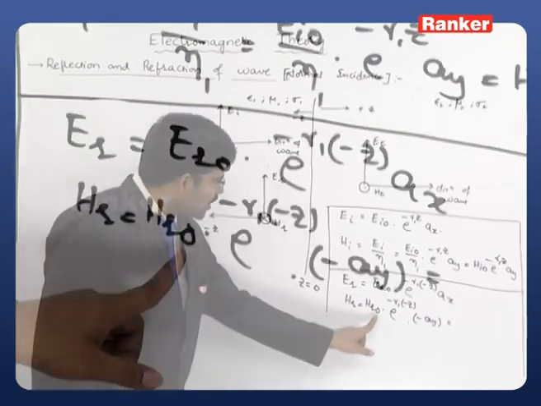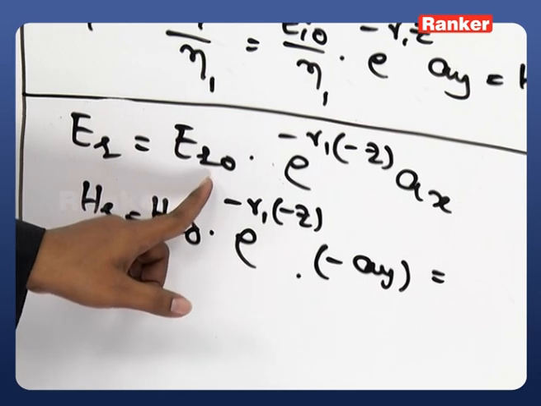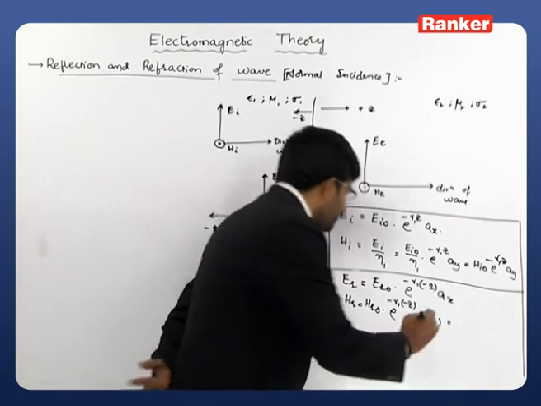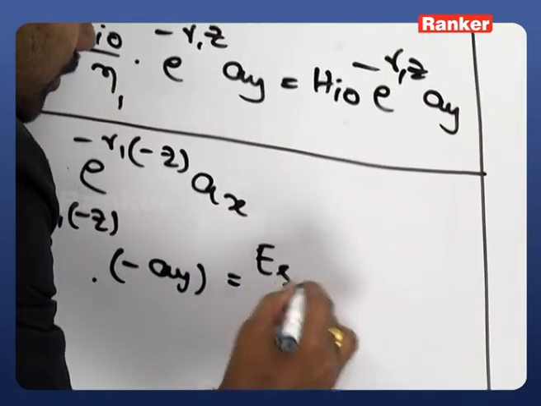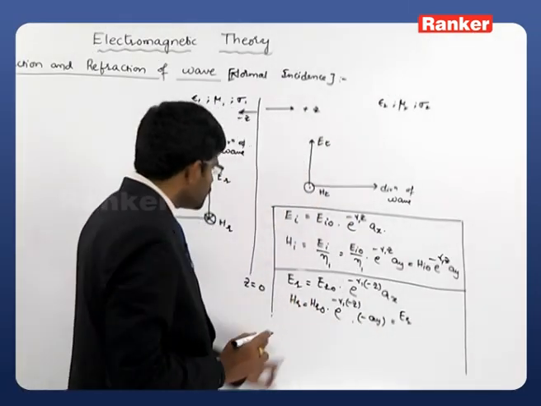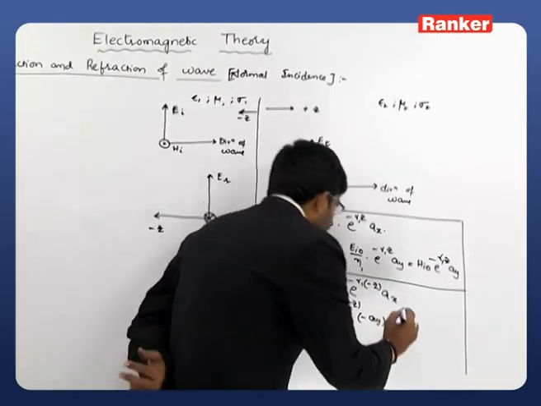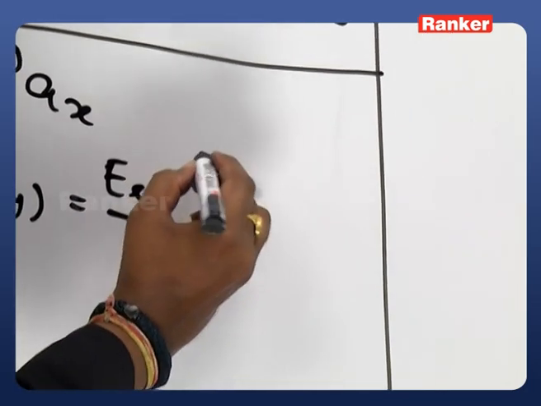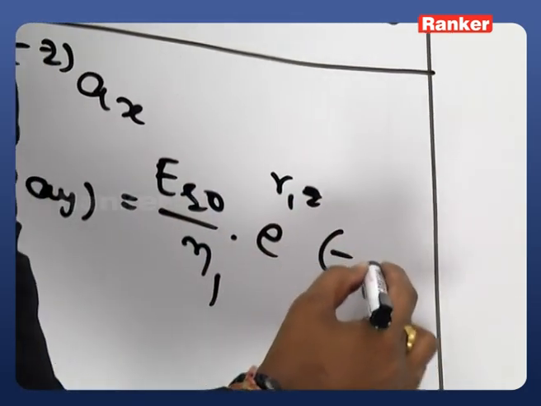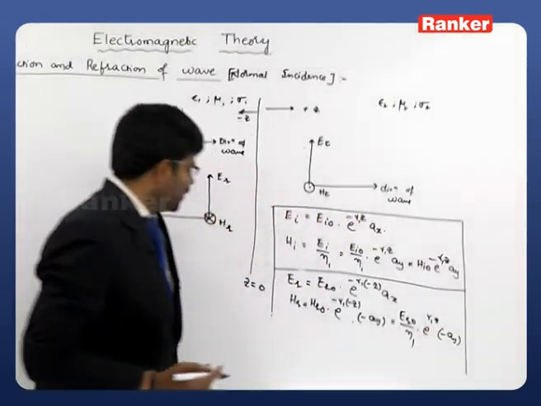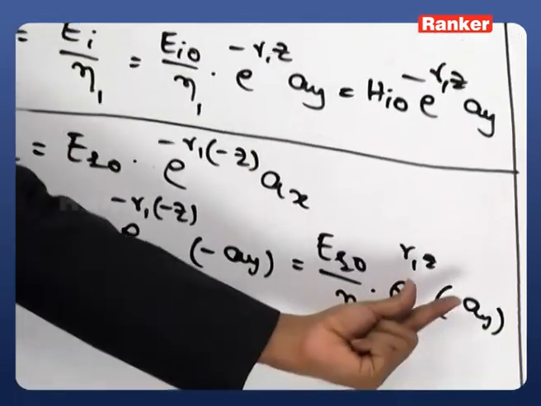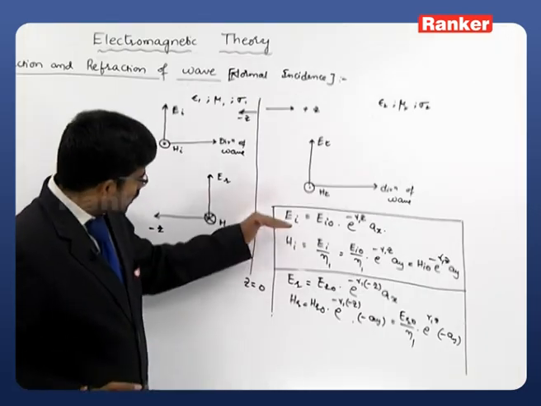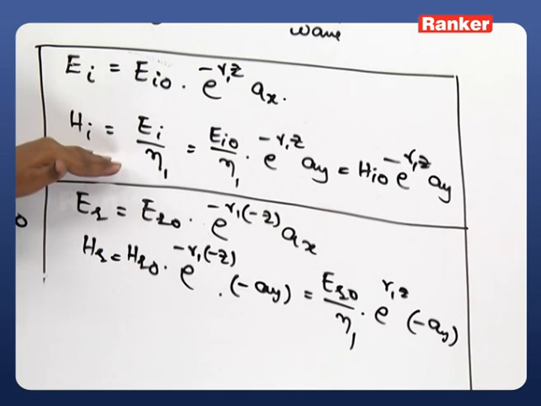Now instead of this HR naught, what can you write? ER naught by eta 1, right? So I am writing ER naught by eta 1 instead of this HR naught. So HR is nothing but ER naught divided by eta 1 e power gamma 1 z, minus ay. I am directly replacing this one. So this is the equation of our reflected magnetic field. So as initially we assumed the incident electric field and incident magnetic field.